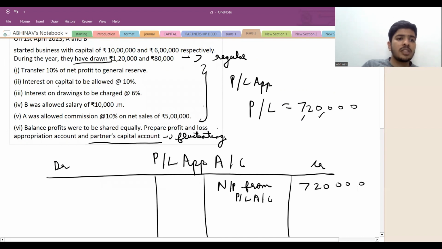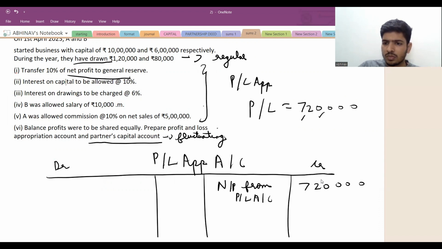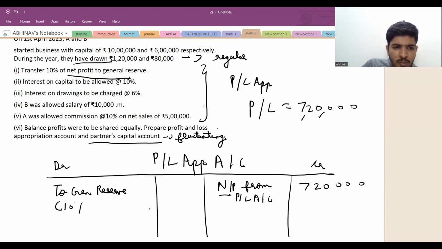Now, transfer 10% of net profit to general reserve. So what does this mean? Net profit is this. If it comes from the profit and loss account, it's assumed to be net profit, right? So what do we do here? We write to general reserve 10% of net profit. So 10% of 7,20,000 is 72,000 rupees, which comes on the debit side of the profit and loss appropriation account.